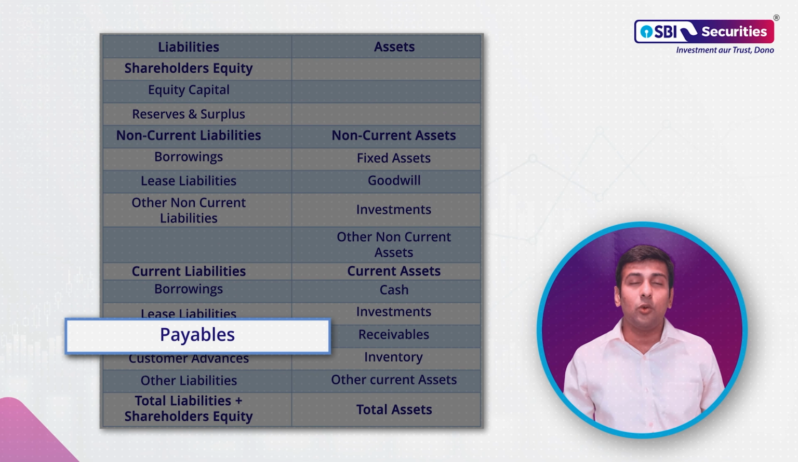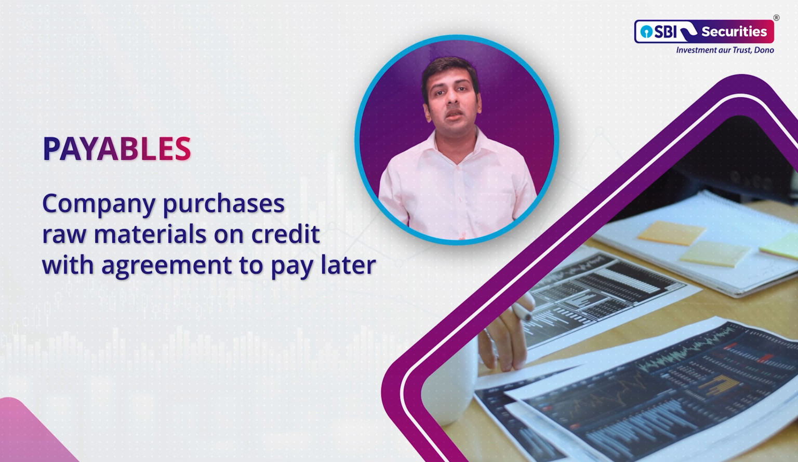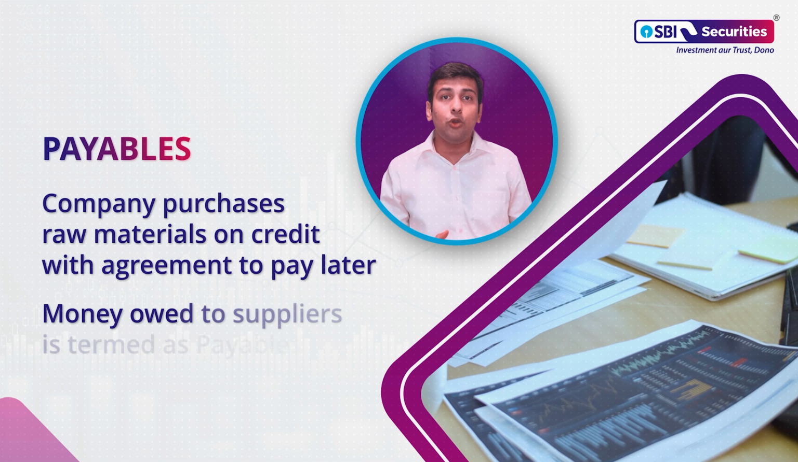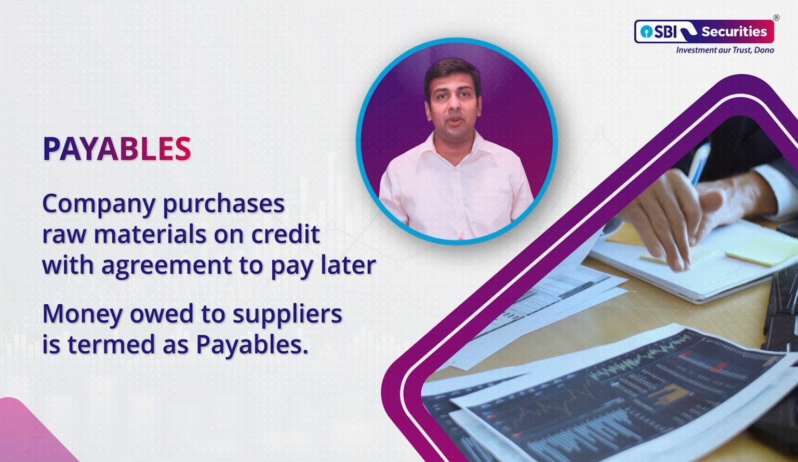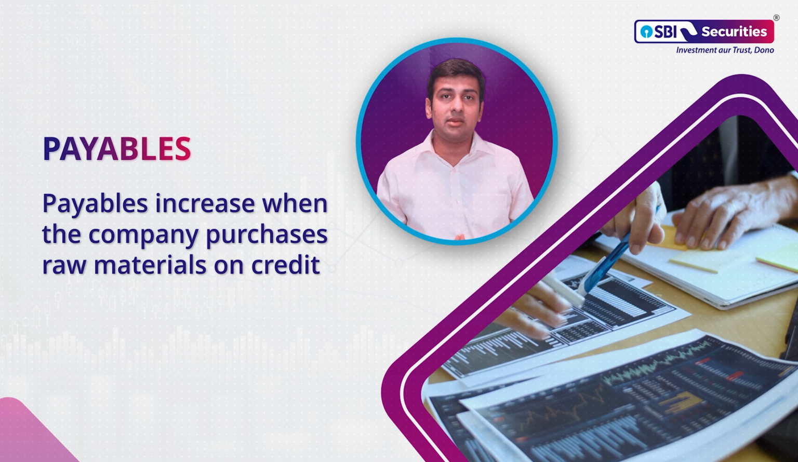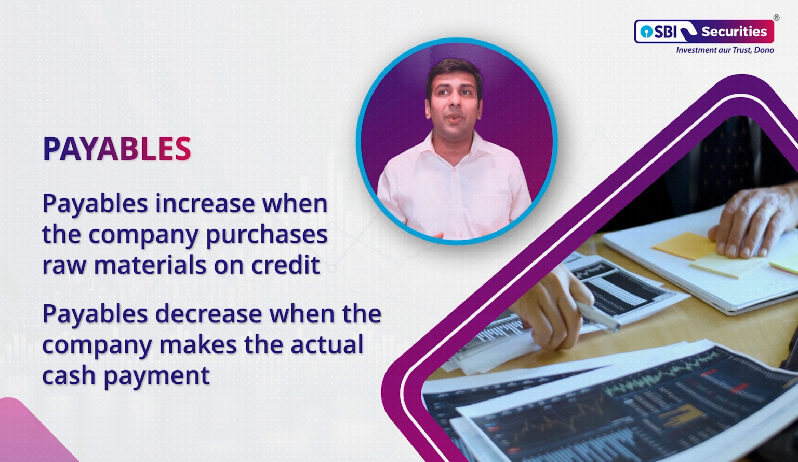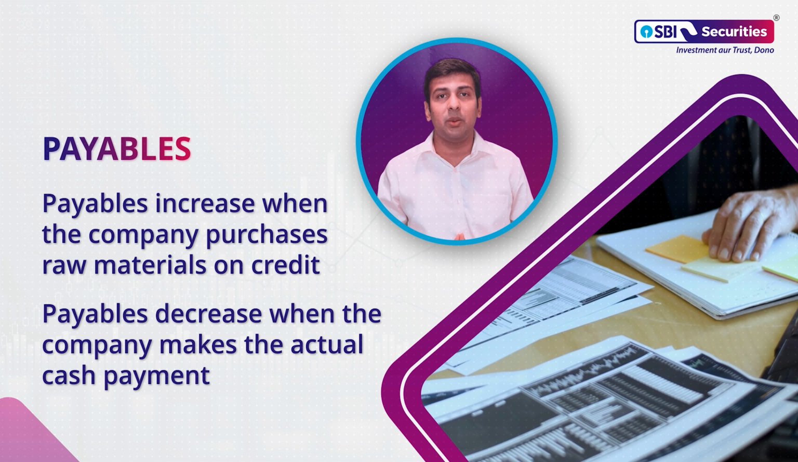Payables. The company purchases raw materials on credit with an agreement to pay later. Money owed to the suppliers is termed as payables. Payables increase when the company purchases on credit and decrease when the company pays back the same through actual cash payment.